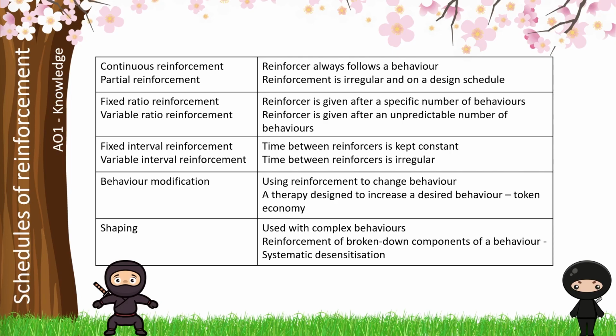Shaping is a bit more tricky. This is when the behaviour is quite complex, and so we need to break it down into smaller stages for somebody to manage. If we're thinking about fear here, systematic desensitisation is a really good example of shaping, that participants have an anxiety hierarchy, and that is breaking down that fear into more manageable steps.